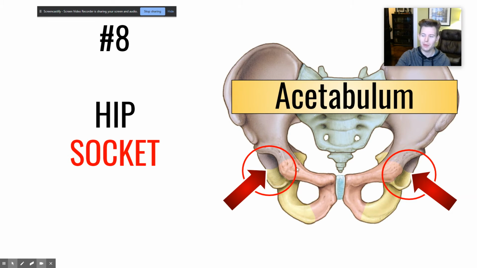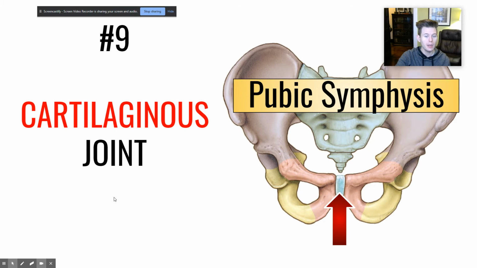Sometimes I remember this one by if your hip gets out of place, or if you have a poor hip alignment, it might cause pain down your buttocks or your legs. So I always say that if you have a problem with this, it'd be a pain in the acetabulum. That's how I remember it. It's number 8. Number 9.